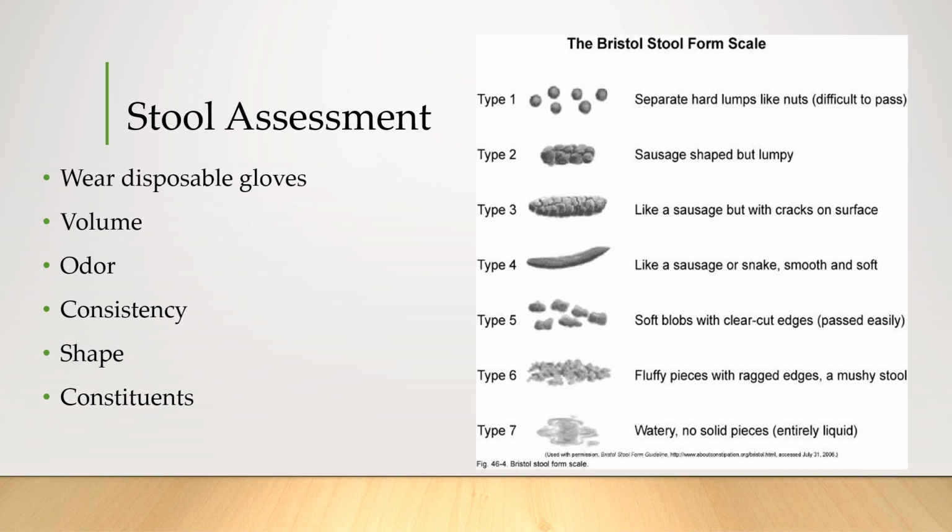Lastly, we may see things in the stool that don't look like they belong there, and we call these constituents. These can be pieces of food that should have been digested that wasn't. It could be food that's hard to digest, like corn, or it could be non-food objects that get swallowed, like little kids swallowing Legos and coins.